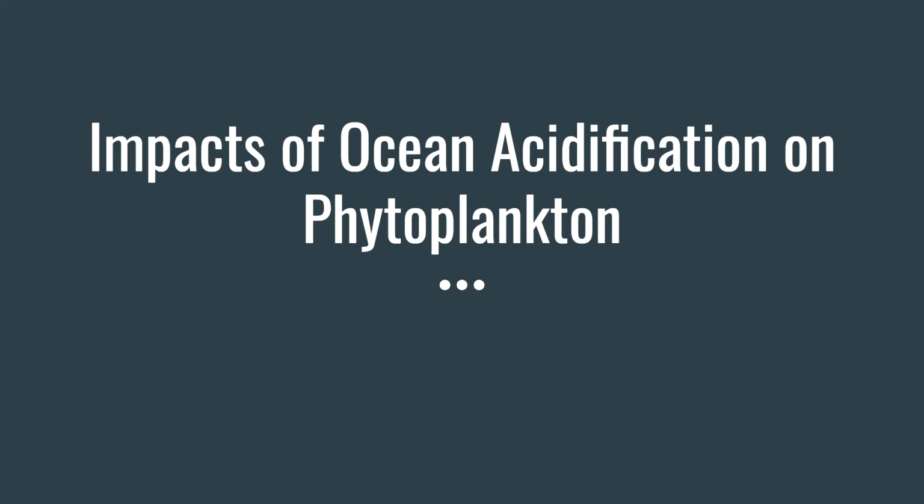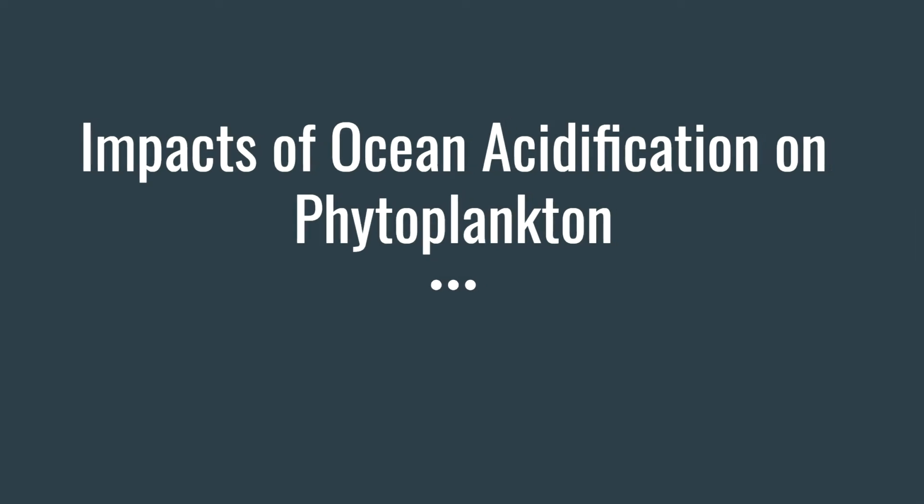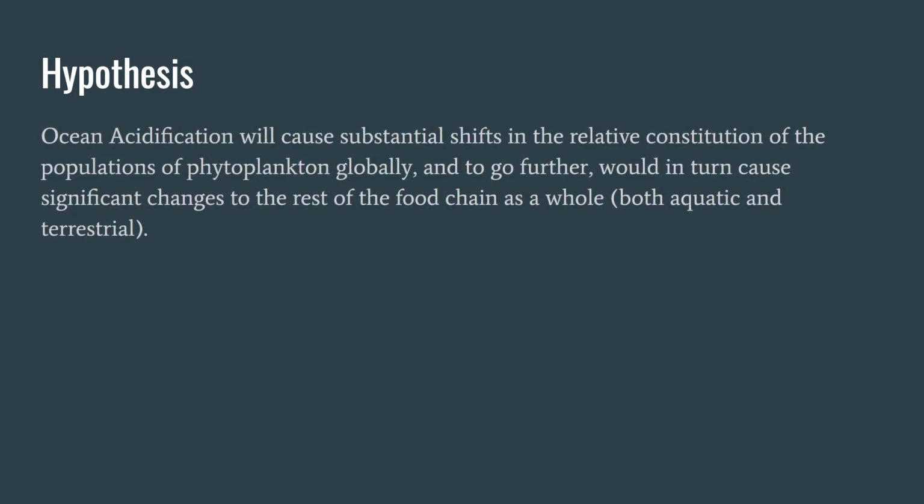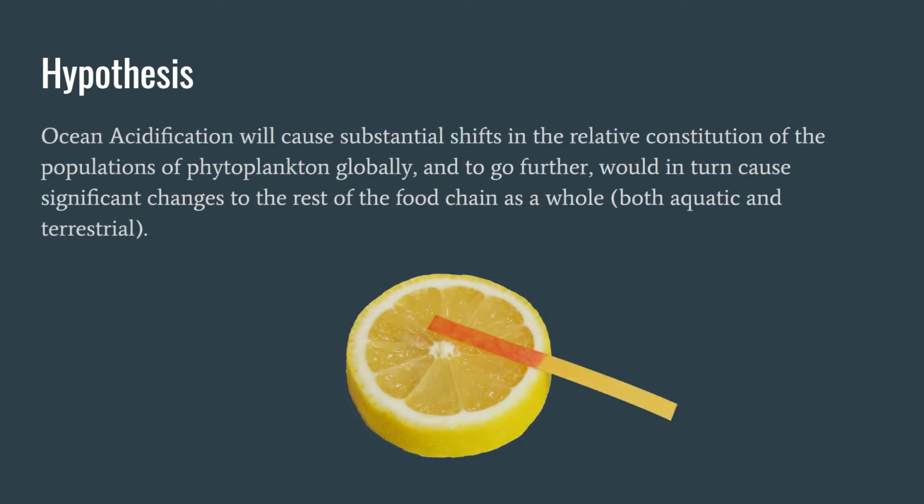Impacts of ocean acidification on phytoplankton and its implications. Hypothesis. Ocean acidification will cause substantial shifts in the relative constitution of the populations of phytoplankton globally, and, to go further, would in turn cause significant changes to the rest of the food chain as a whole, both aquatic and terrestrial. Phytoplankton. What are they?